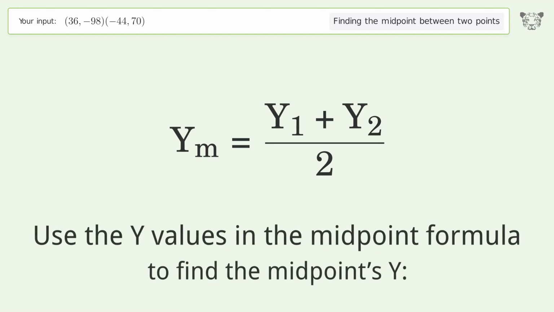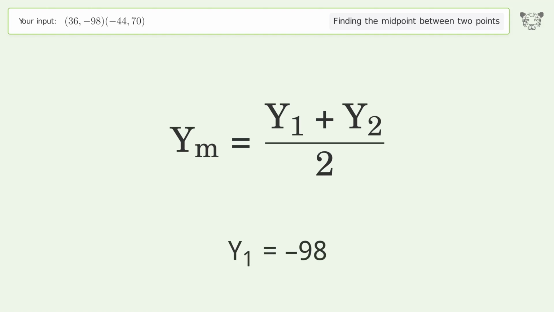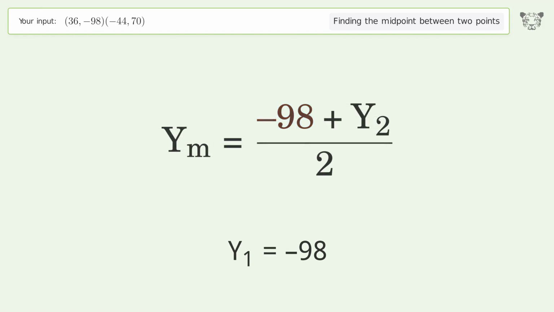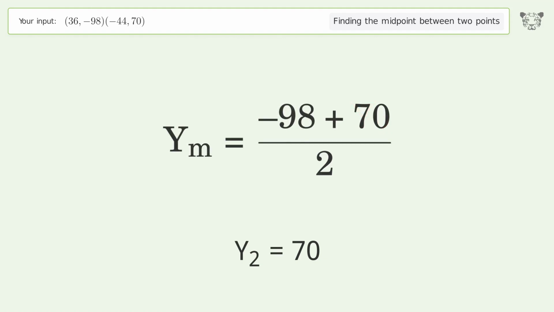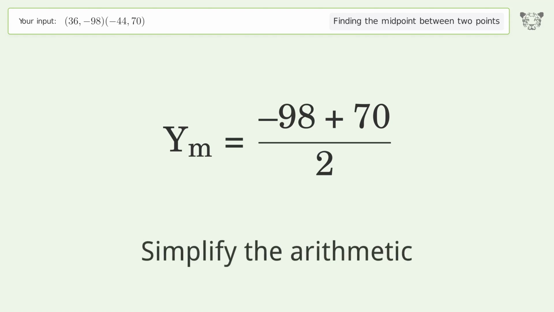Use the y values in the midpoint formula to find the midpoint's y. y1 equals -98. y2 equals 70. Simplify the arithmetic.